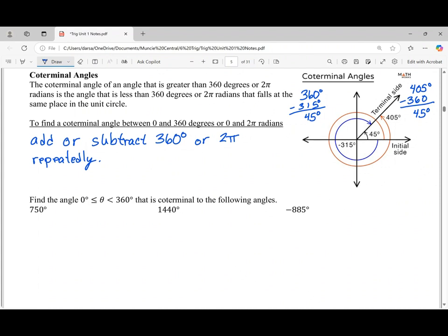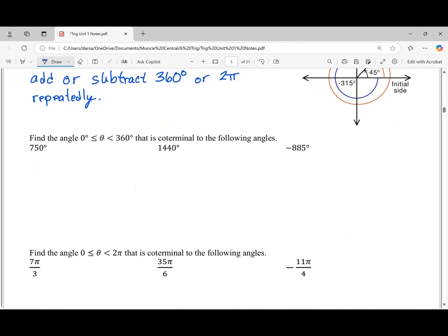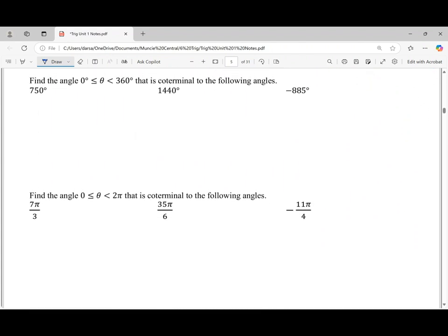So let's give this a try. Let's see, can we find an angle between 0 and 360 degrees that is coterminal to each of these angles? Notice that all of these are much bigger or much smaller than 360 degrees. So how do I do this?